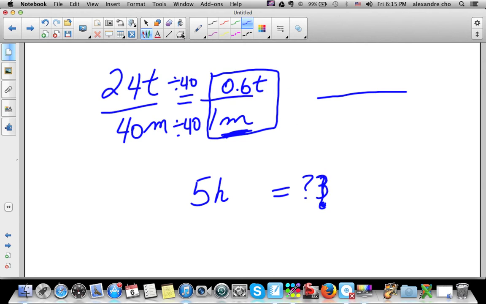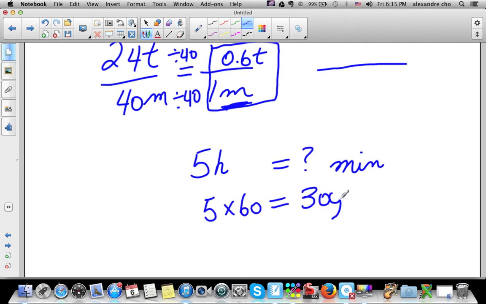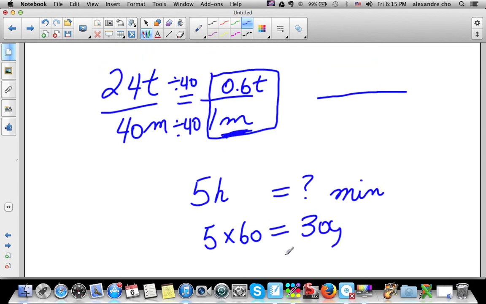Let's erase that. So 5 hours, you've got to change that to minutes. We know that 1 hour has 60 minutes, so 5 times 60 gives you 300 minutes. So that's the little thing you have to do in this particular problem. Okay? Change it to minutes. So there's like 300 minutes.